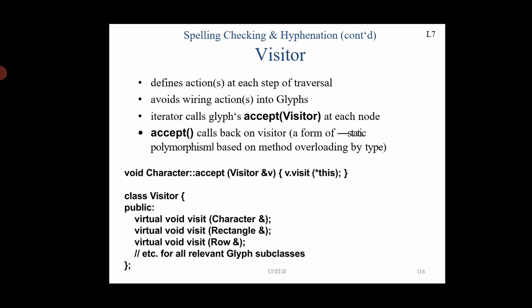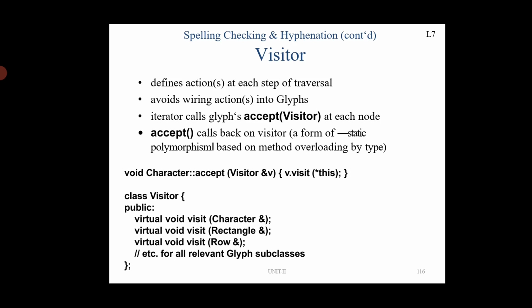At each step of traversal we need to define actions, and we need to avoid wiring actions into a glyph. So the iterator calls a glyph. At each node, we want to accept a visitor also. Okay, what does the accept function do? The accept function calls back on the visitor, a form of static polymorphism based on method overloading by type. What is the meaning of polymorphism?